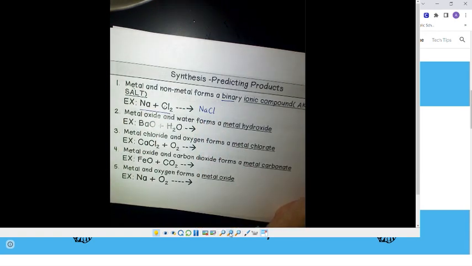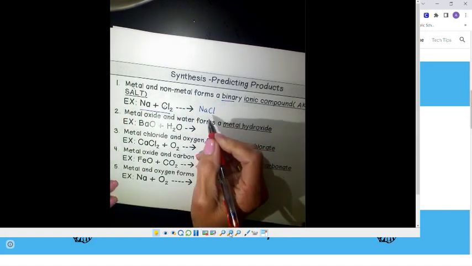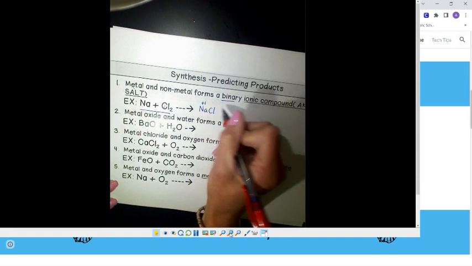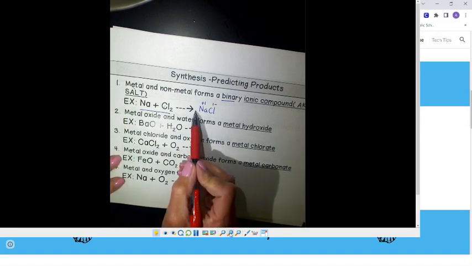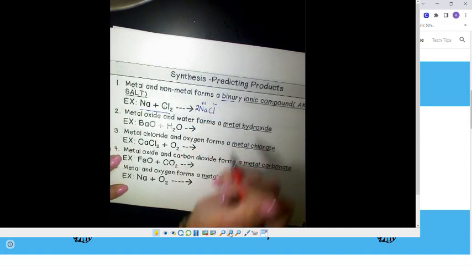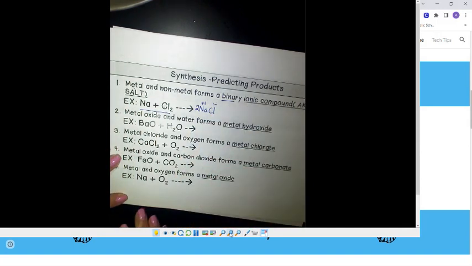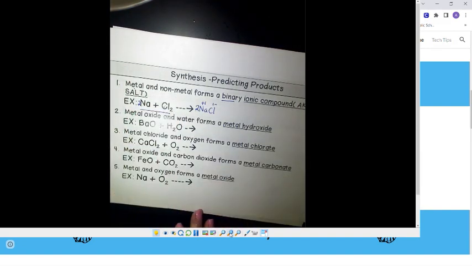So we're going to make sodium chloride. Of course, I have to check my oxidation numbers to make sure my formula is correct. Sodium is +1, chlorine is -1. So do I need subscripts? No. Does my formula need to be balanced? It does. So what coefficient goes here? 2. And then where else do I need a coefficient? In front of the sodium. Very good. So that's our first one.